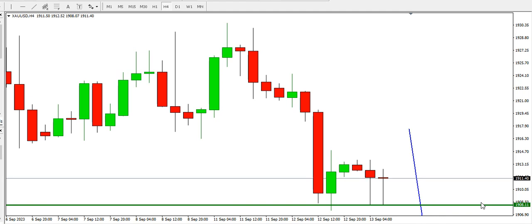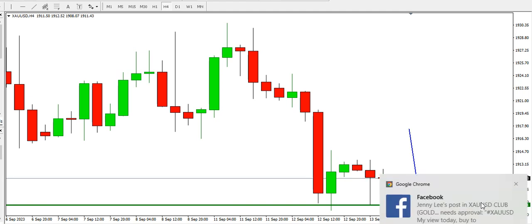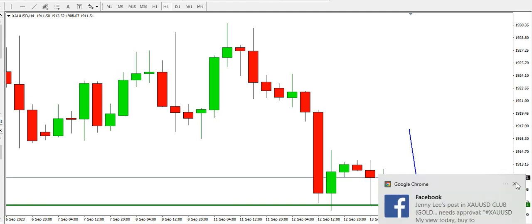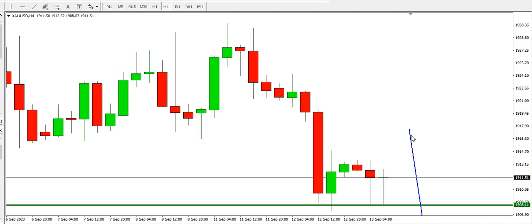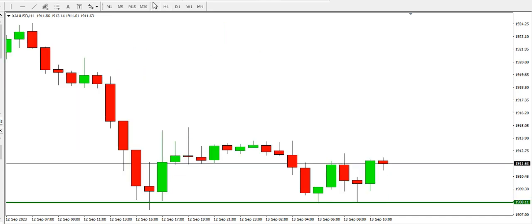The bears are obviously in control, as we can see on the screen. The bears are in charge. All right. Let's look at the 1 hour time frame. What do we have on the 1 hour time frame?